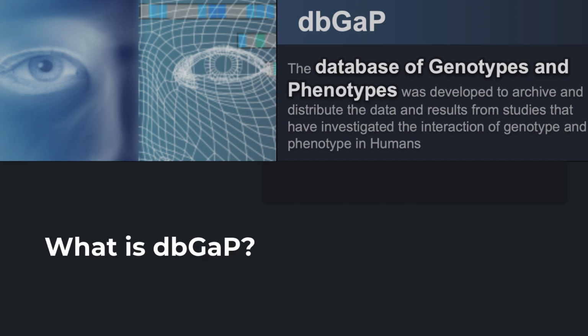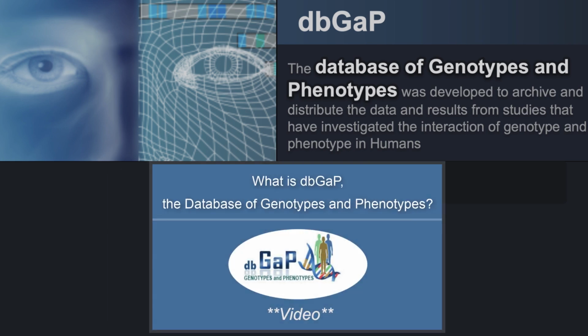So what is dbGaP? In simple terms, dbGaP is a searchable archive of human studies that measure the association between genotype and phenotype. If you want more background, see the recent video, What is dbGaP? A link to that and the other 2 videos in this series is at the end of this video.